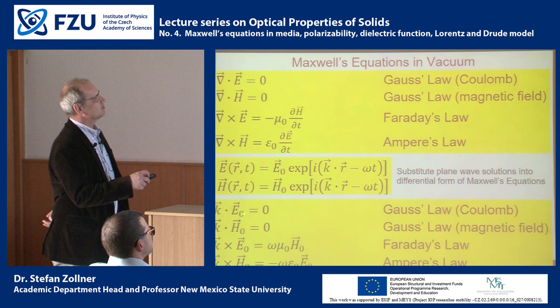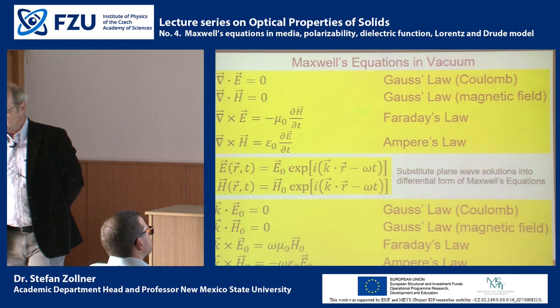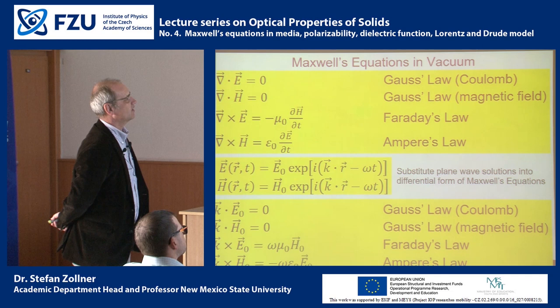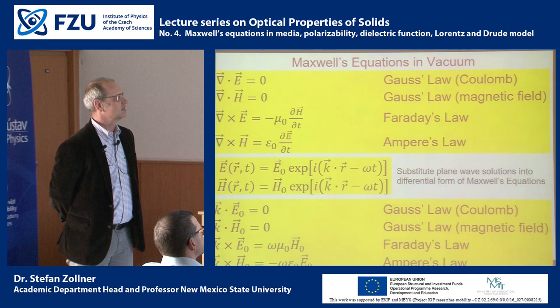In vacuum, the electromagnetic field enters both in Gauss's law for the Coulomb force and also in Faraday's law. And therefore, the electromagnetic wave is truly transverse. There are no complications to this transverse condition from the anisotropy of materials that we will encounter later when we have to introduce the dielectric and magnetic tensors.